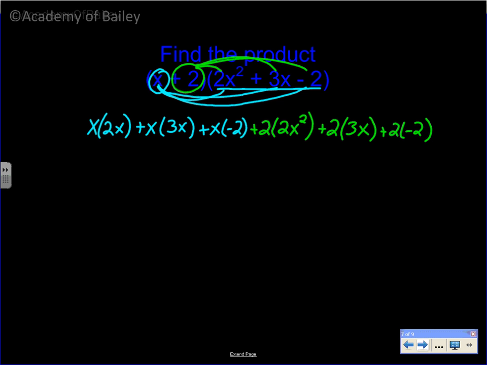Okay. So now we've multiplied everything in the first parentheses by everything in the second parentheses. And now let's go ahead and simplify this. Well, we know the invisible 1's there, so 1 times 2 is going to give us 2, and x times x is x squared.